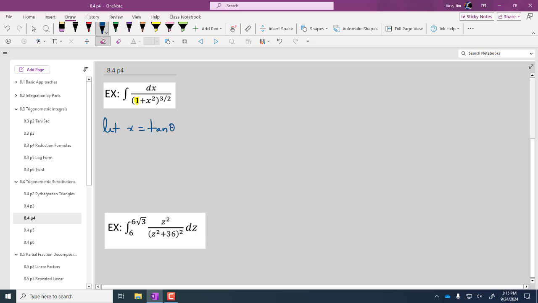So that'll be our substitution, tan theta. What's the derivative of tangent? Secant squared. So we're going to have a dx equals secant squared of theta d theta. Now we're ready to convert everything in here. Let's do everything. So the dx becomes a secant squared of theta d theta.